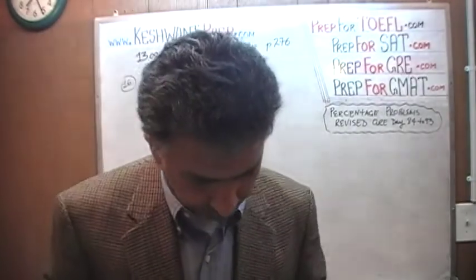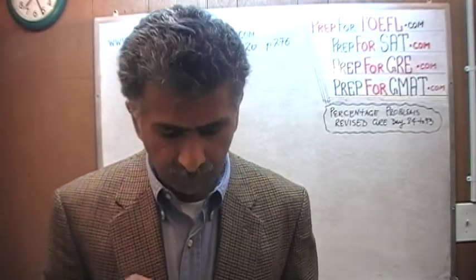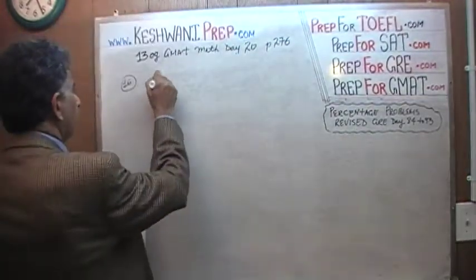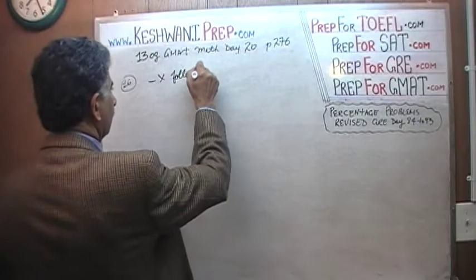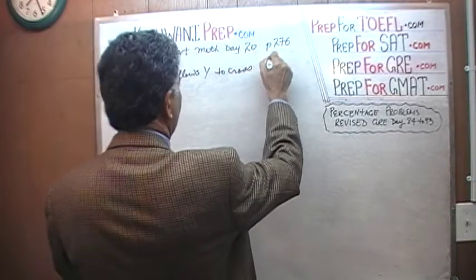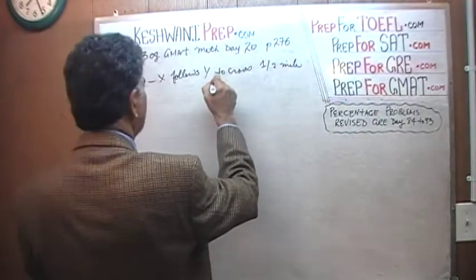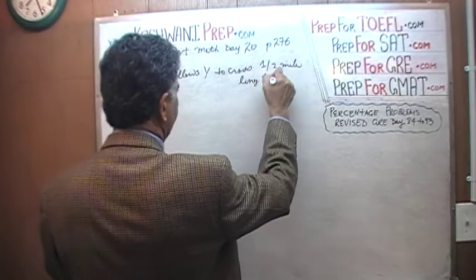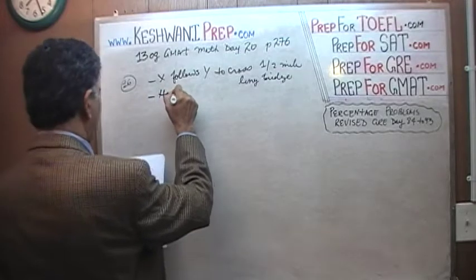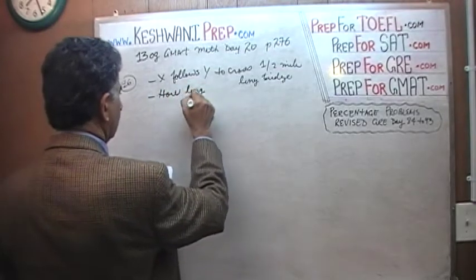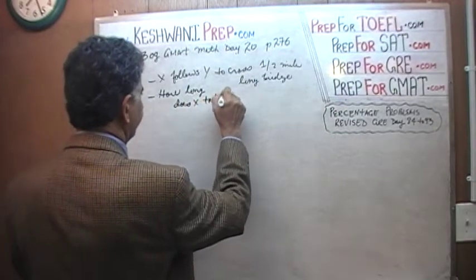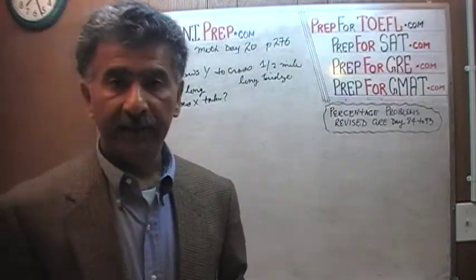It says, if car X followed car Y across a certain bridge that is half a mile long, so X follows Y to cross a half mile long bridge. Alright, so far so good. The question is very straightforward. How long does the car X take to cross the bridge?